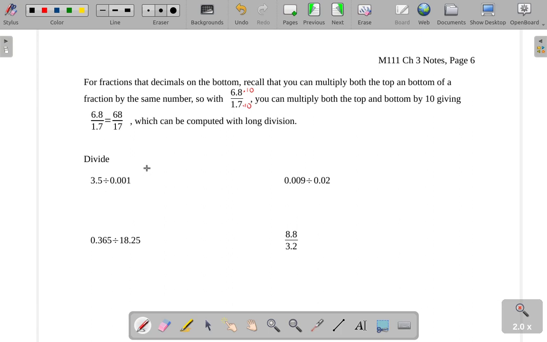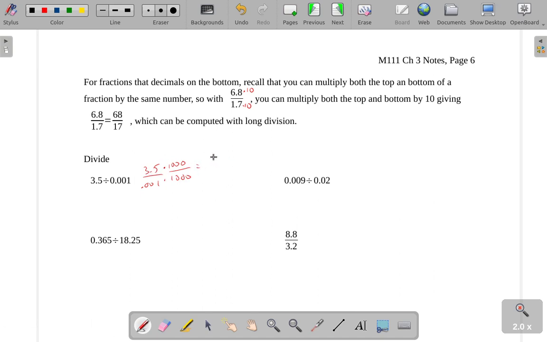So the same thing goes here. If we had 3.5 divided by 0.001, in order for the bottom part to not be a decimal, for it to be a whole number, I would need to move the decimal place over 1, 2, 3 places, which is a 1 with 3 zeros. It's 1,000. So I'd have to multiply both the top and the bottom by 1,000.